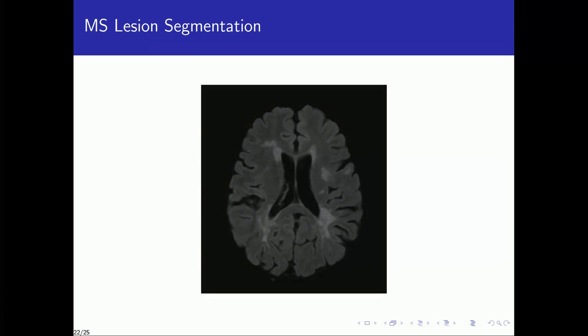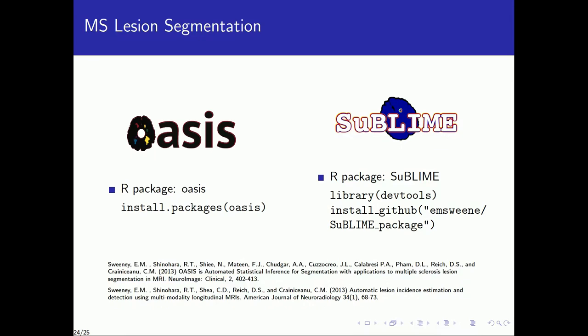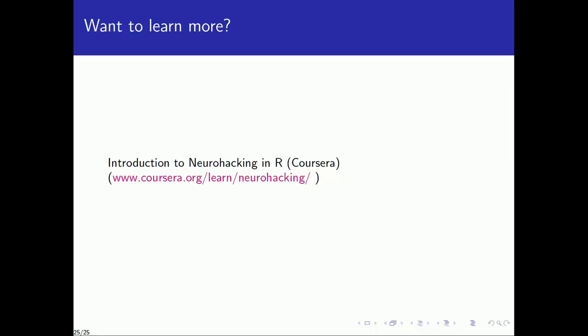And then I worked a lot on MS lesion segmentation. Here I have a brain from a person who has MS. It's an axial slice, and those white areas right there are MS lesions. I developed algorithms to automatically find those lesions. This is super specific; you have to be working on MS to use these packages. But I've got two packages right here, Oasis and Sublime, and they rely really heavily on the FSLR package. They're kind of fun end products that you can use to find the lesions in somebody's brain using these algorithms.